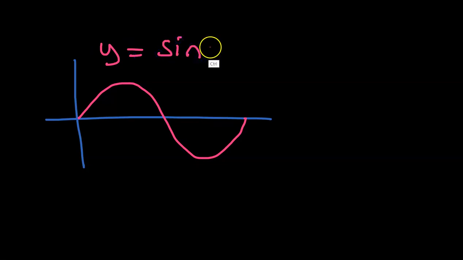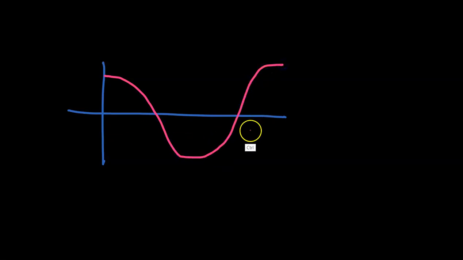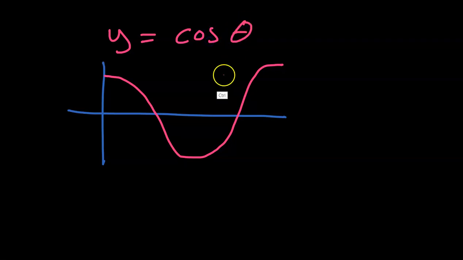Okay, just briefly, if I have a graph that goes like this, you should have learned that this is y equals sine theta, where theta is like the angle. Now, on the other hand, if you have a graph that looks like this, that is what cosine looks like. So this would be the graph of y equals cosine theta.